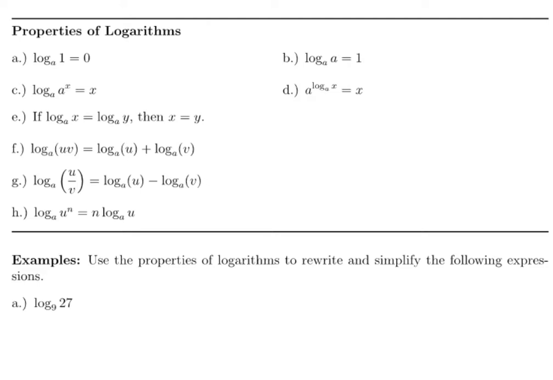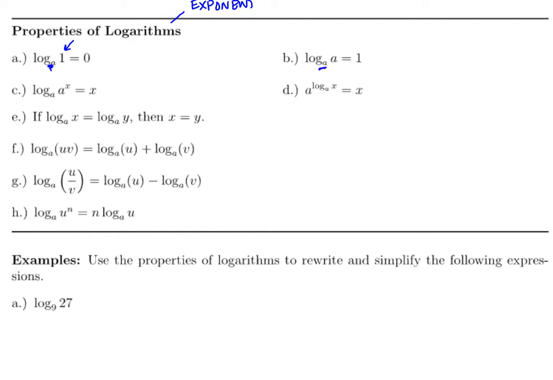Listed here are some common properties of logarithms. A through D are pretty basic. Understanding, remember, a logarithm is just an exponent. So when you phrase these logarithms in terms of the exponent, like A, what exponent on a gives you a value of 1? Of course, it's 0.